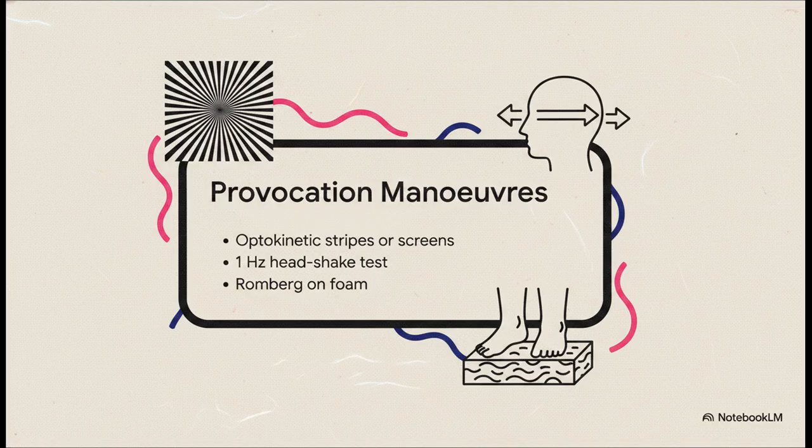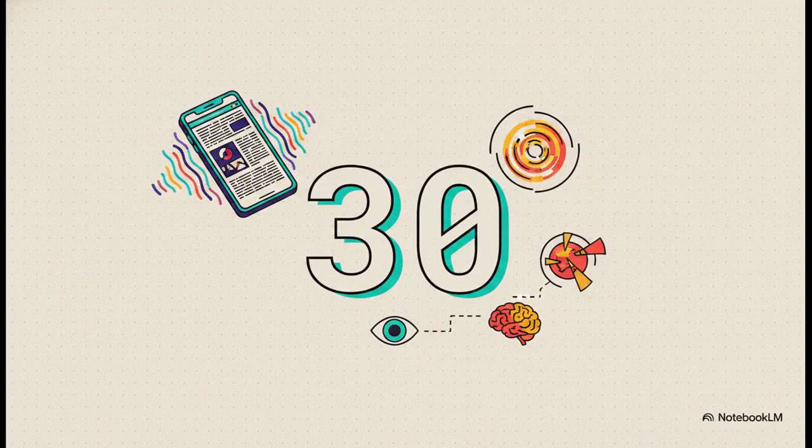And third, the Romberg test on foam. Having a patient stand on a squishy foam surface takes away the reliable proprioception. If they suddenly get wobbly with their eyes closed or when facing a busy visual conflict, boom, that strongly supports visual dependence.